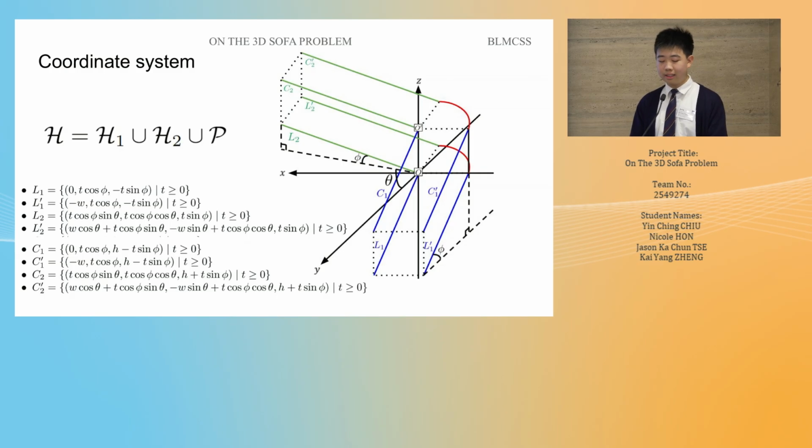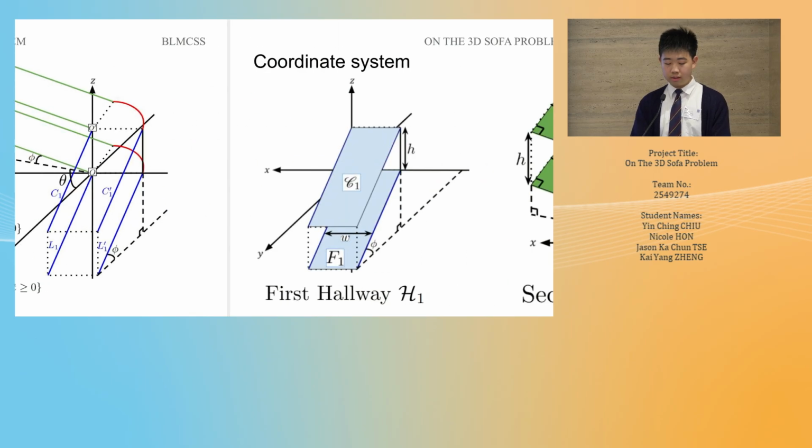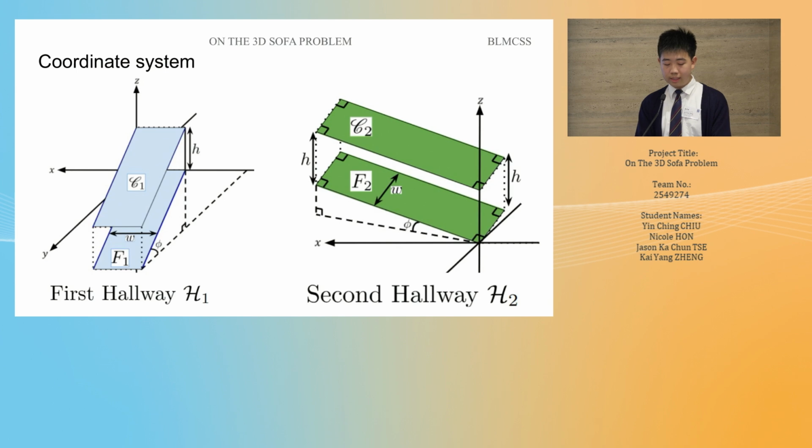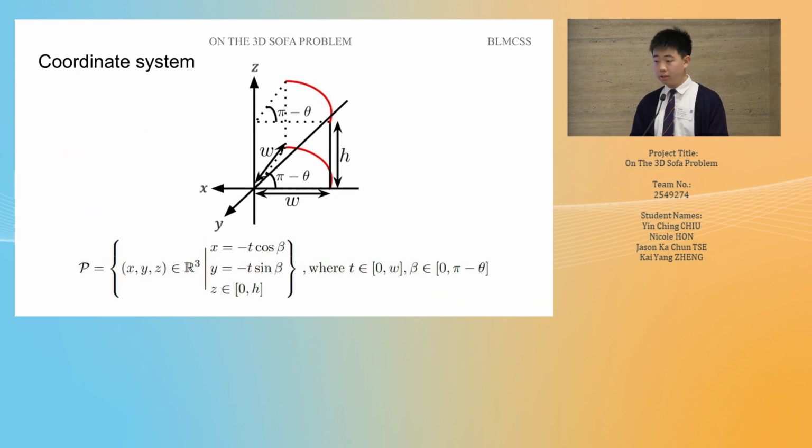We only investigate the prism because it's similar to the shape of a real-life sofa. Then we parameterize the lines for constructing the staircase, which we denote by h. We have 4 parameters here: w, h, theta, and phi. Our staircase is constructed by 2 hallways connected by a platform region, which is in the shape of a sector to simplify further calculation.